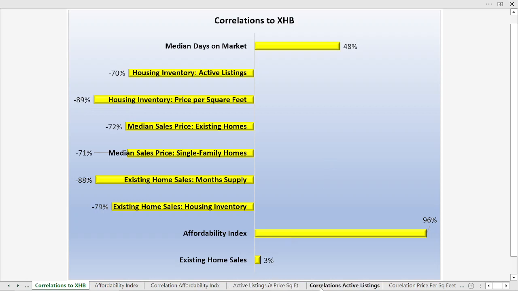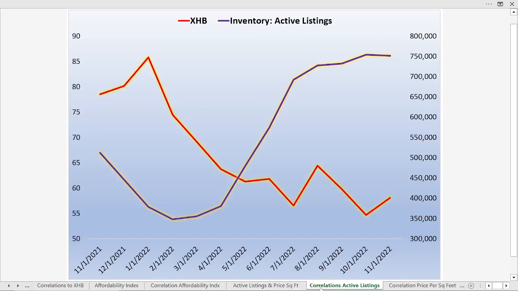Now, taking a look at the red line, that's the XHB, the Home Builder Index, and the purple line is the inventory active listings. And we can see that there is a 70% negative correlation, that over time as the Home Builder Index goes down, the inventory for active listings goes up. And it's logical to deduce that as there's more homes that are actively listed for sale, maybe the home builders are less incentivized to create new developments, build more homes, because as there's more homes out there, there's more supply than demand, and the prices are going to go down.